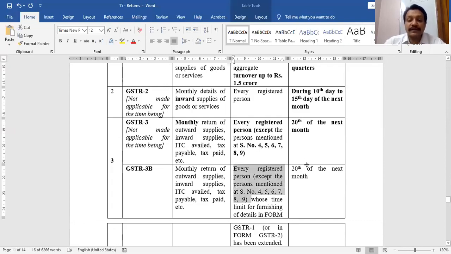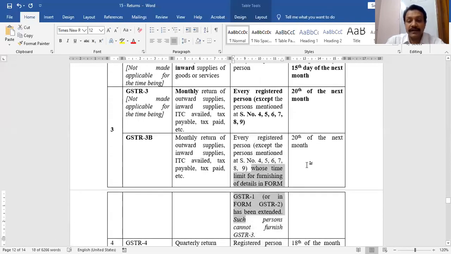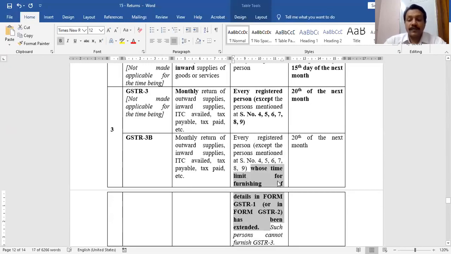Every registered person except the persons mentioned at serial numbers 4, 5, 6, 7, 8, 9. But one condition: whose time limit has been extended. That is the only extra point. Whose time limit for furnishing of details in form GSTR 1 or form GSTR 2 has been extended. This is the point which you should note. Extended one.